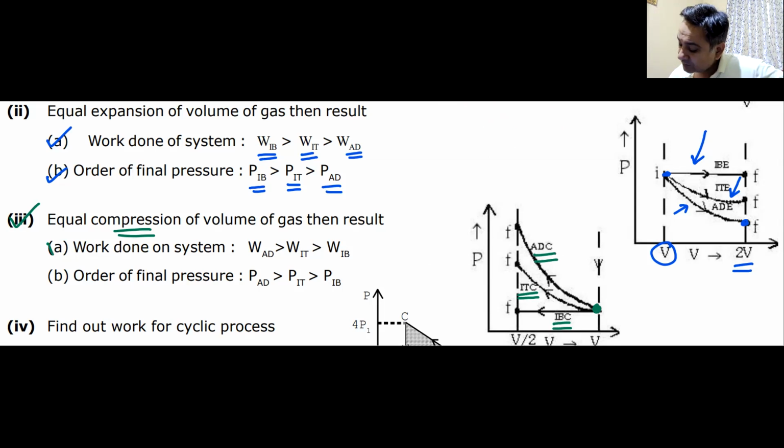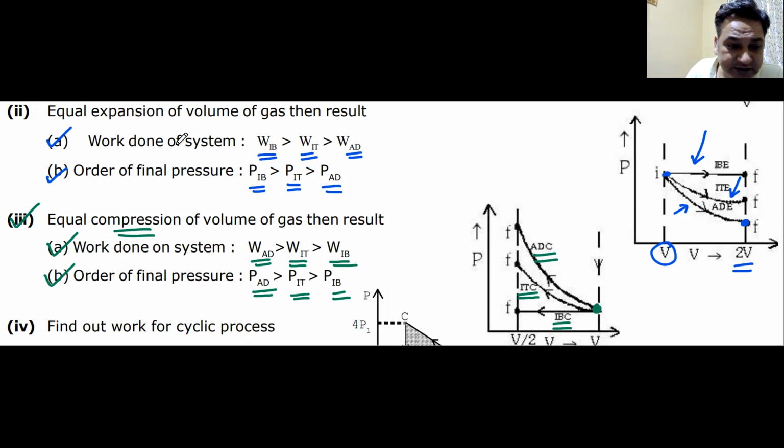And you can see the work done in the adiabatic process here. That is the process on the top, which is the steepest. Work done in adiabatic is more than work done in isothermal, which is more than the work done in isobaric process. The order of final pressure has also reversed. The pressure in the adiabatic process is the highest, followed by pressure in the isothermal process, followed by pressure in the isobaric process.